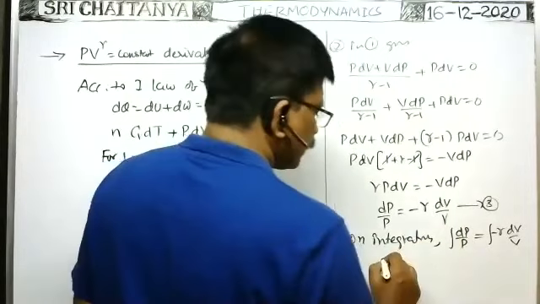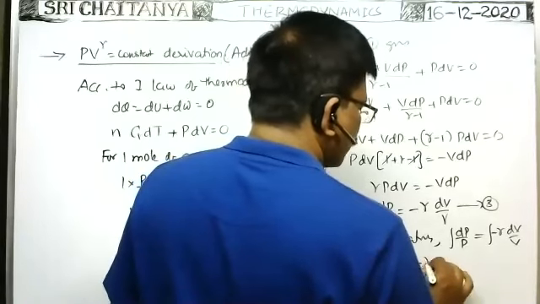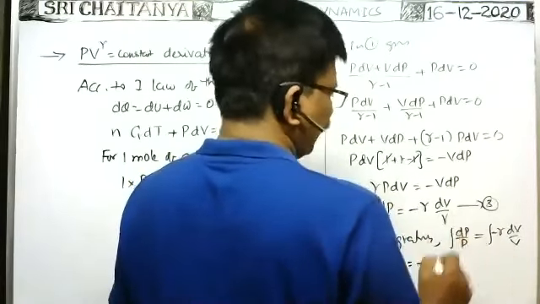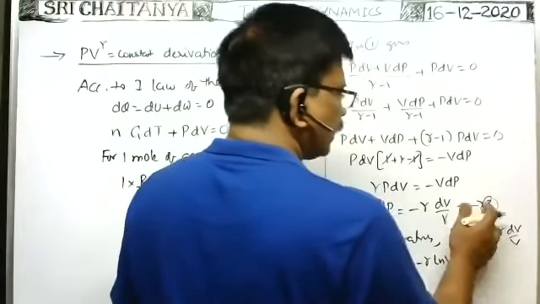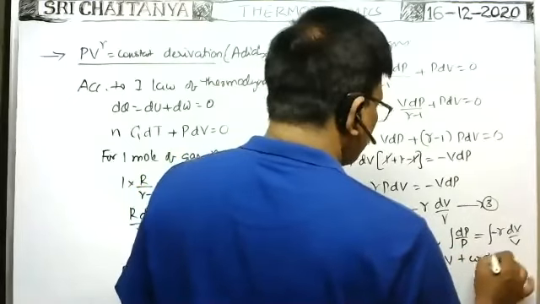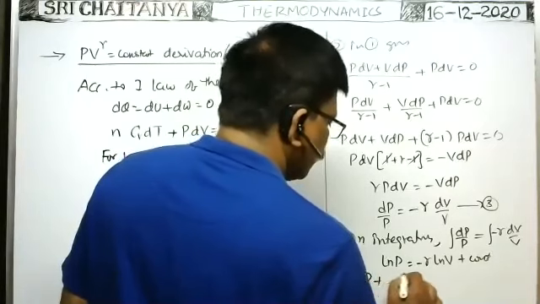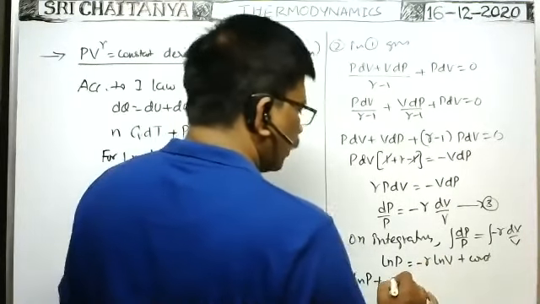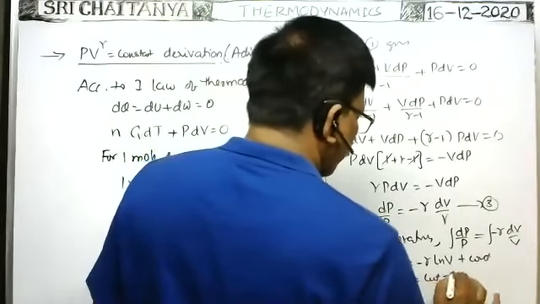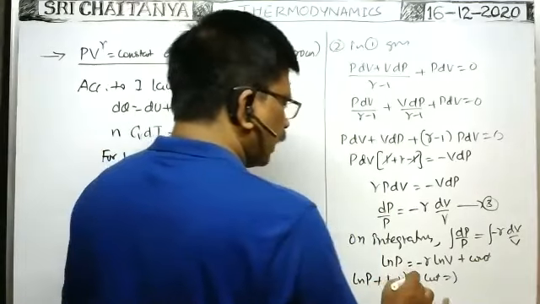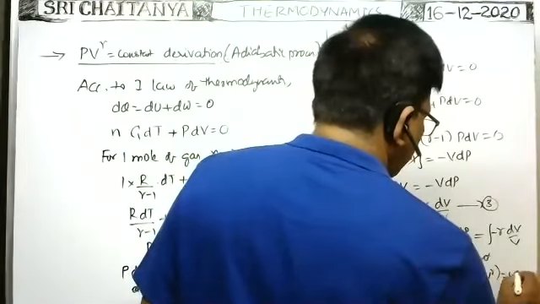Integral dP by P means ln P, is equal to minus gamma, which is constant, so you keep it aside, minus gamma into ln V, plus some integration constant, because limits are not applied. You bring this to the left, then ln P plus ln V to the power of gamma is equal to constant. This can be written as ln of PV to the power of gamma is equal to constant.